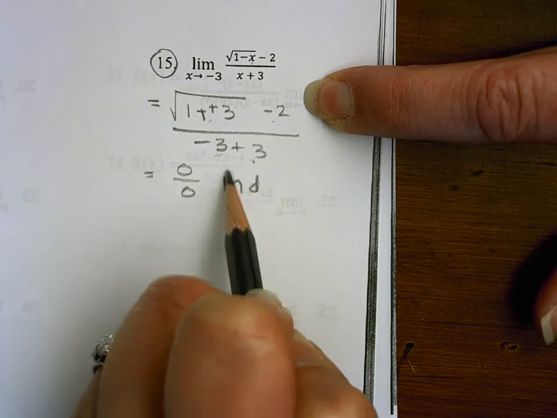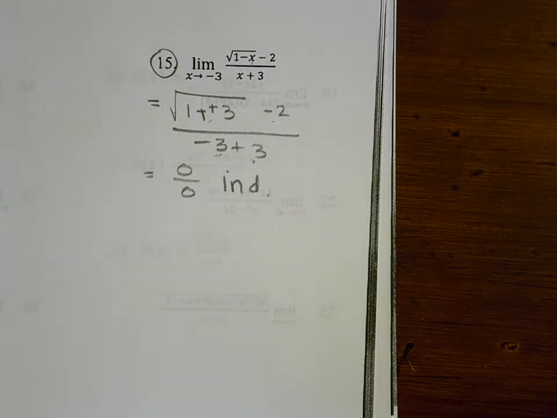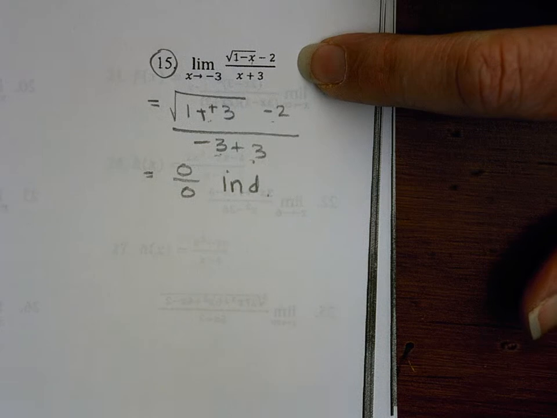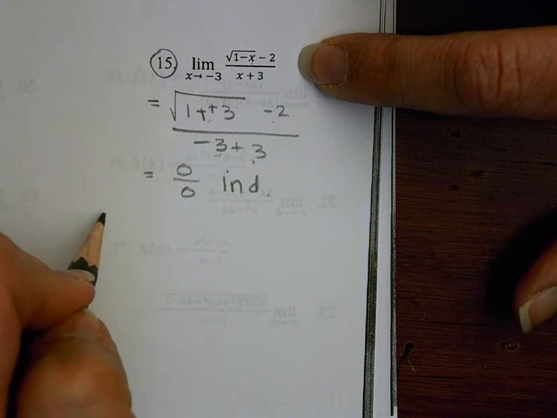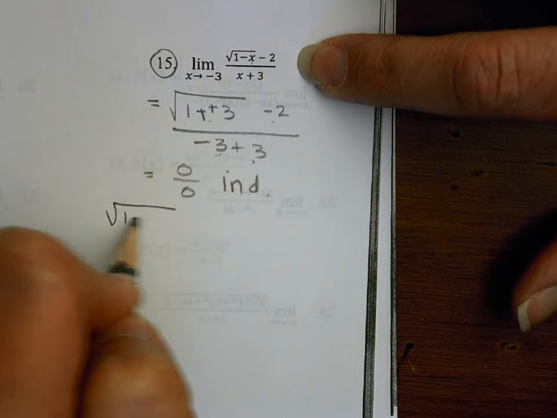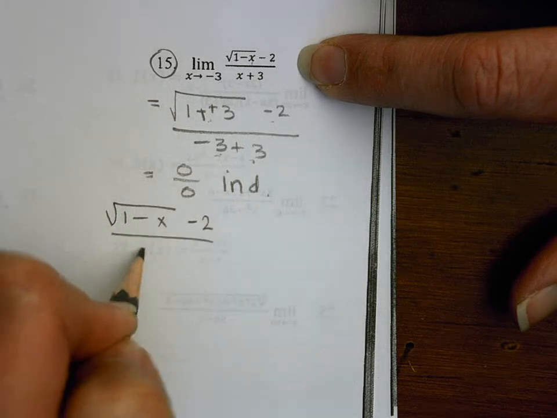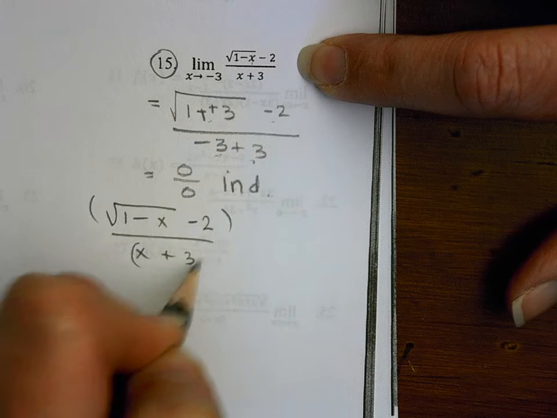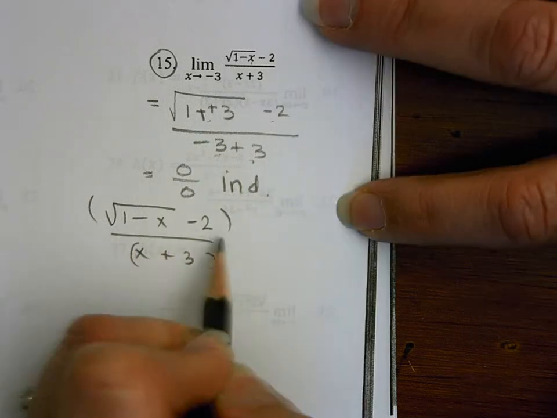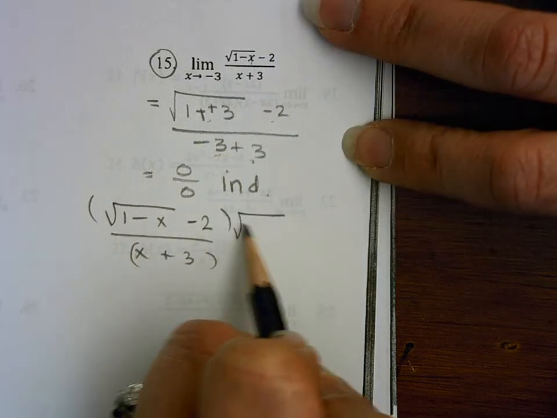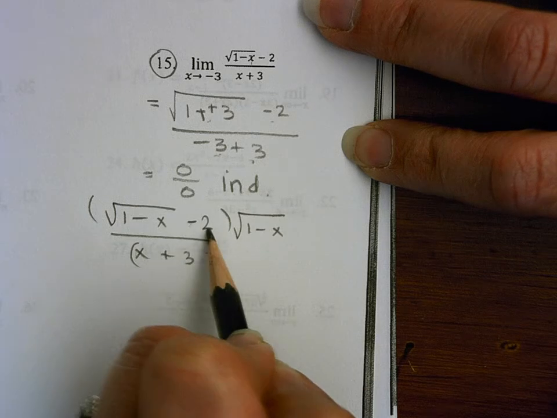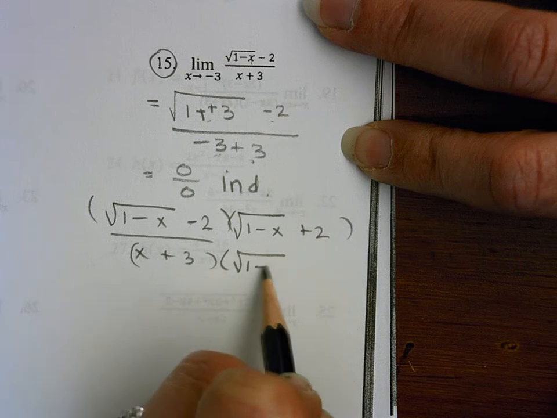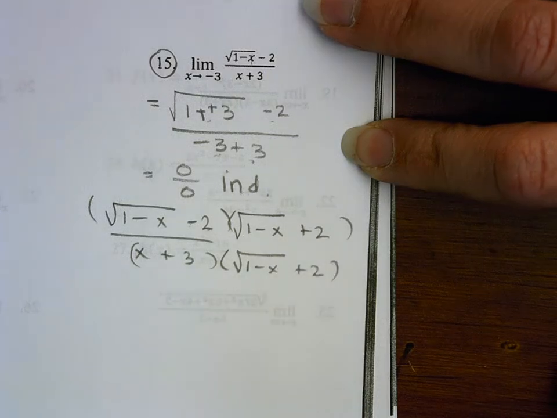So that's indeterminate, and whenever I get indeterminate, I always need to try to find a limit. So this is a radical, so I want to rationalize the numerator. To do that, I want to multiply the top and bottom by the conjugate of the radical, right? The conjugate of this one would be root 1 minus x. Instead of subtracting 2, I'm now going to add 2. And whatever I do to the top, I also have to do to the bottom.